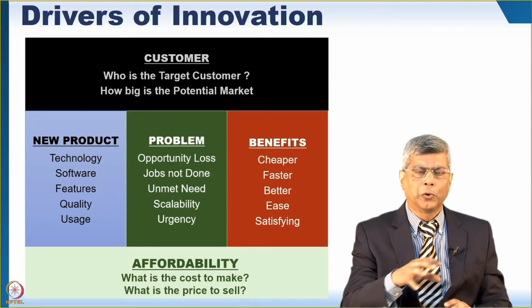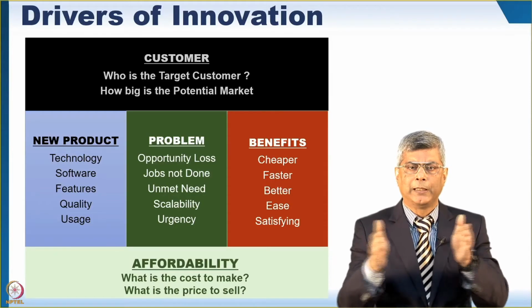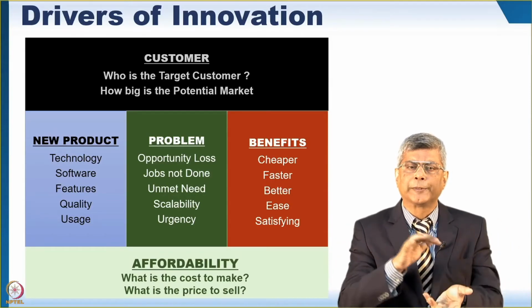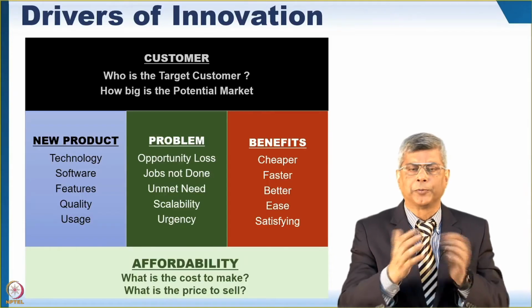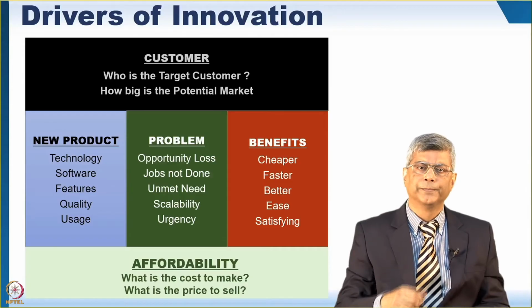If I'm building a whole new type of camera, should the camera be this big, this big, this big? Should it be round? Should it be square? Should it be flat? Should it be fast? Should it be slow? So these are the features. And then the quality.